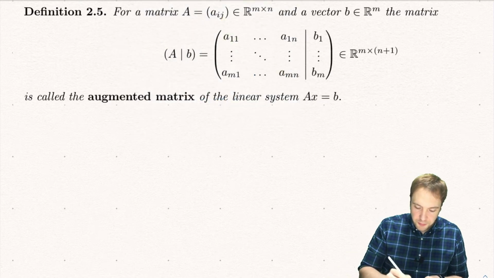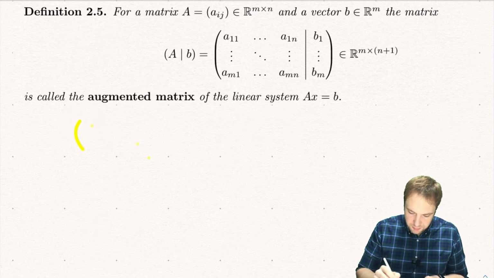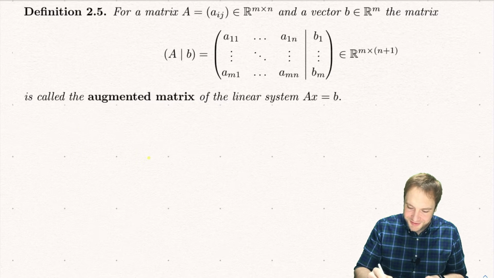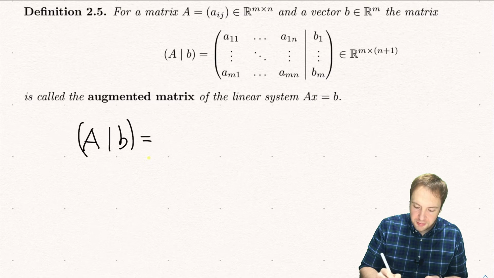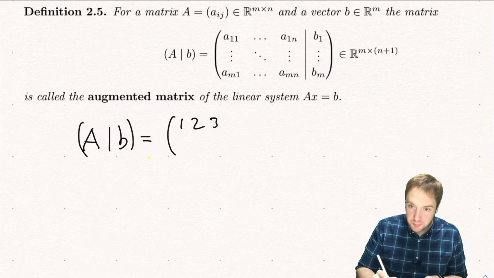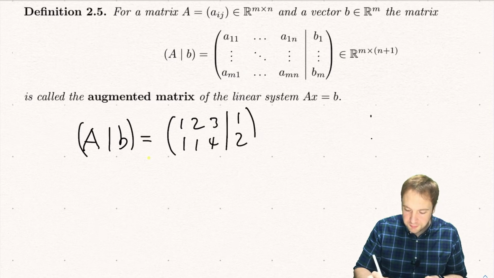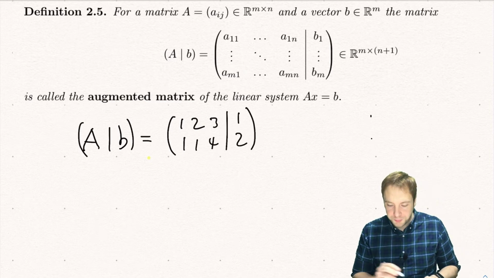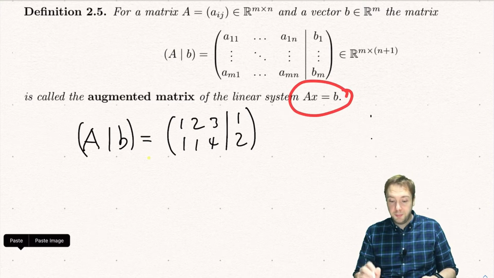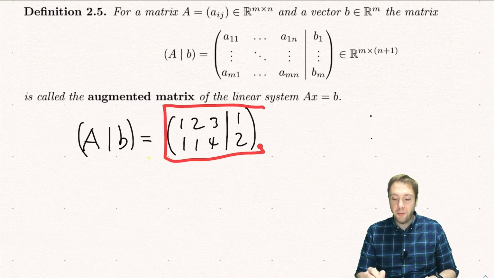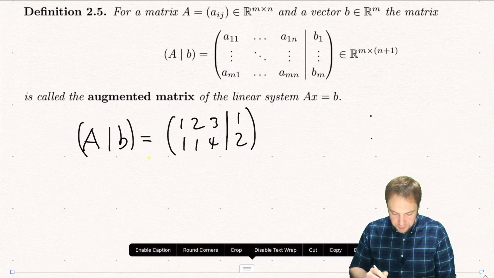So in the example before, we had this augmented matrix where A was 1, 2, 3, 1, 1, 4, and on this part we had this vector b, 1, 2. And then solving this linear system Ax equals b, what we want to do is just apply row operations on this matrix here. And this is what we introduce now.